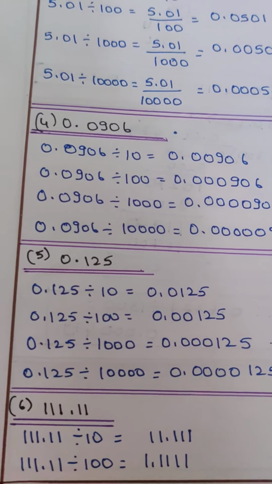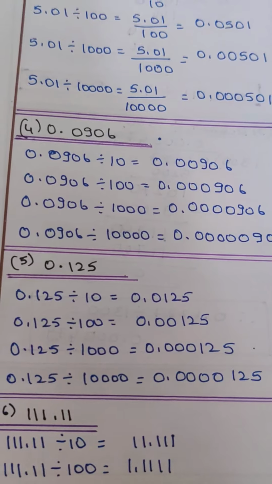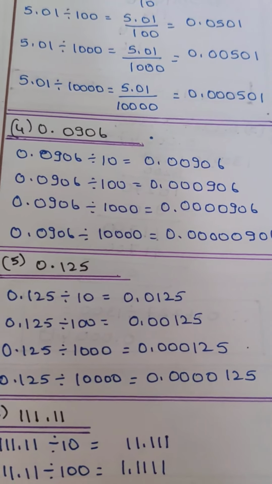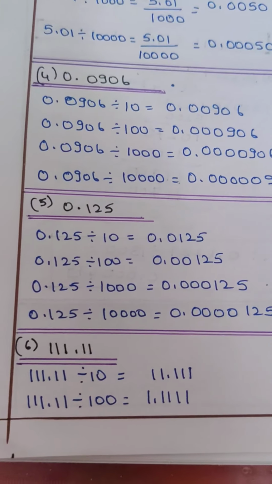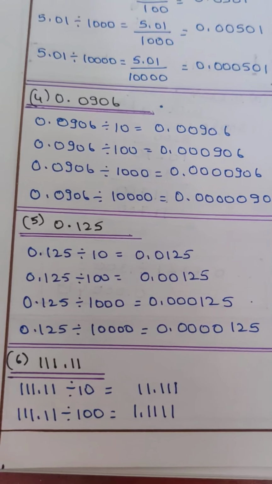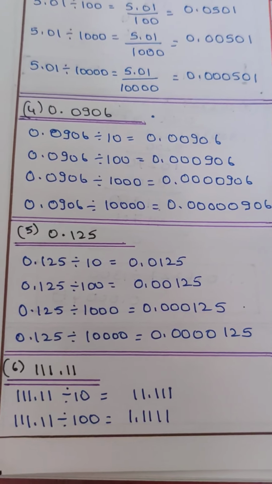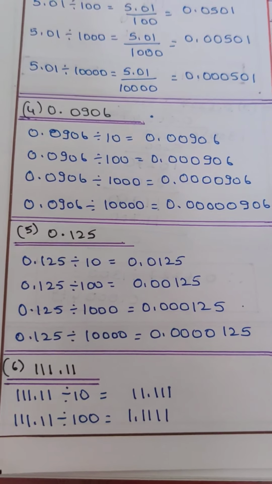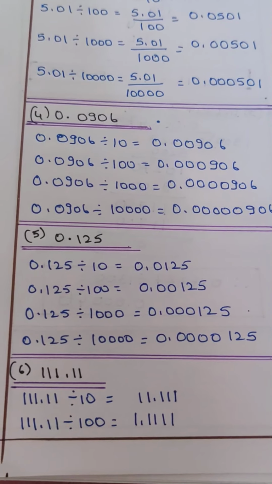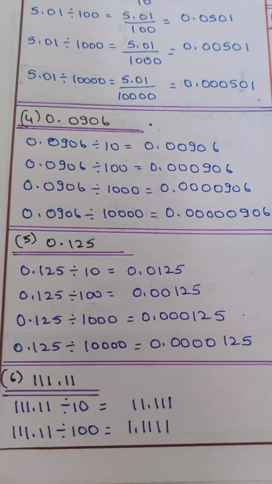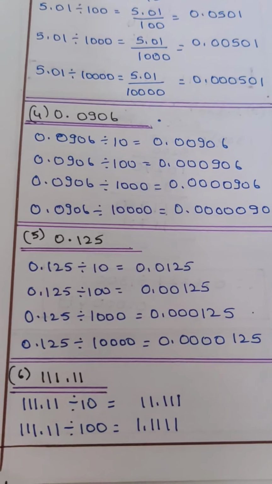0.125 divided by 10 is equal to 0.0125. 0.125 divided by 100 is equal to 0.00125. 0.125 divided by 1000 is equal to 0.000125. 0.125 divided by 10,000 is equal to 0.0000125. Alright, just pausing for a few seconds for you to understand.